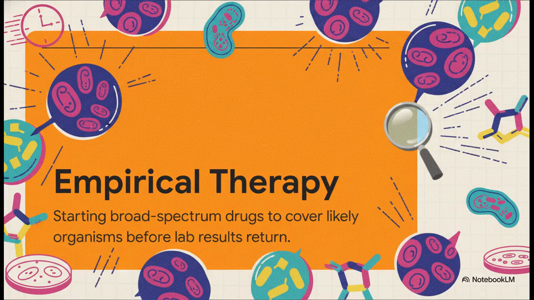Now, the concept behind empirical therapy, what we call the best guess, is super interesting. Think about it. When a patient is severely sick, doctors just can't wait days for a lab to culture the exact bacteria. They have to act fast. So empirical therapy is basically about casting a really wide net. It means starting the patient on a broad-spectrum antibiotic based on local medical guidelines to cover the most likely bugs that could be causing the problem.